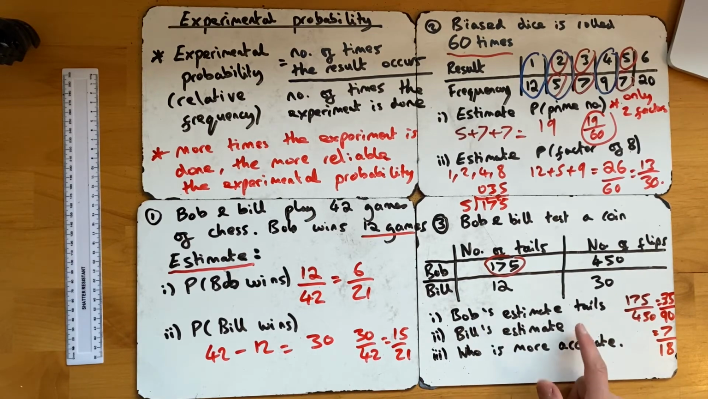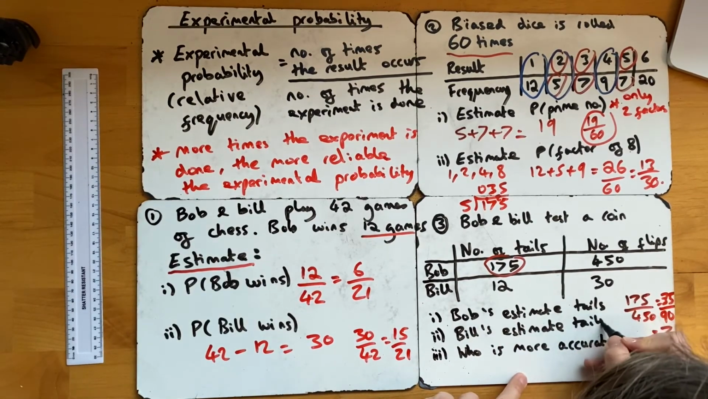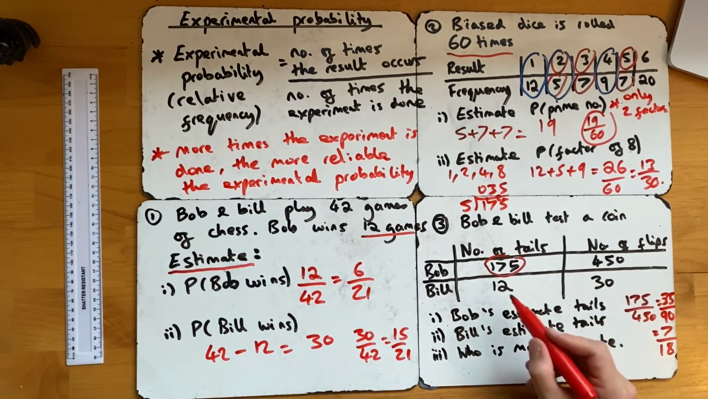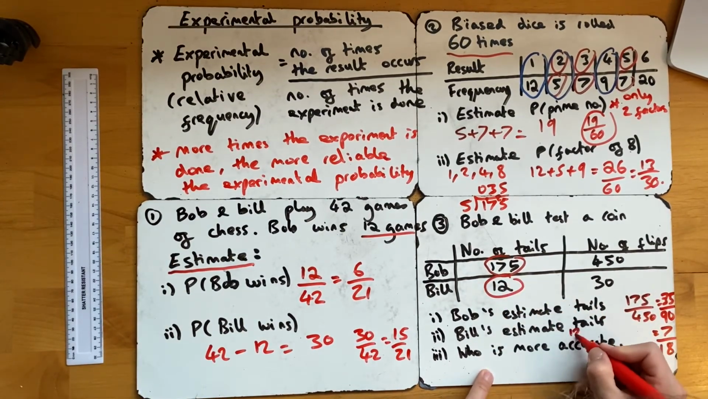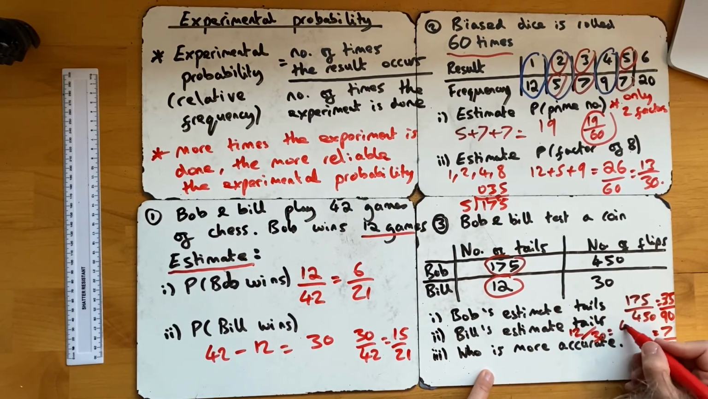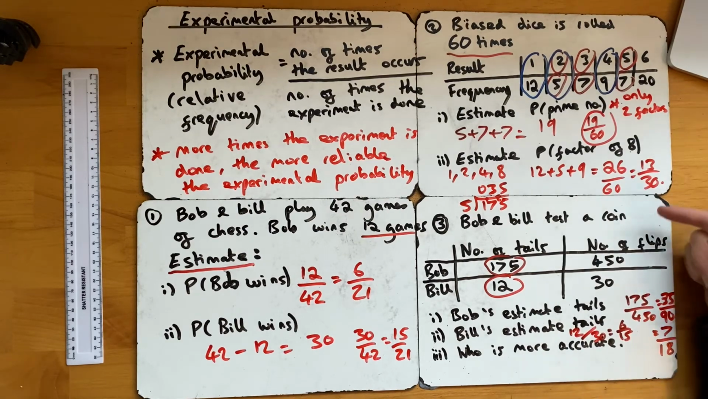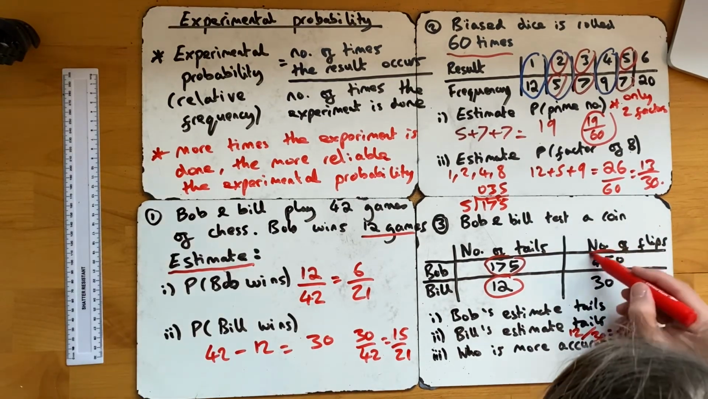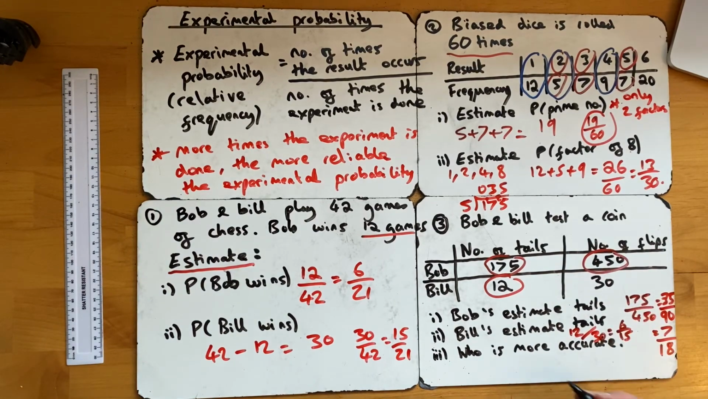That's Bob's estimate for tails. Well, let's look at Bill's estimate for tails. His is 12, and it's out of 30. That simplifies, divided by 2, to 6 over 15. Who is more accurate? Well, the more accurate one is always the person who does the experiment more times. Bob did the experiment more times, so the answer is Bob.